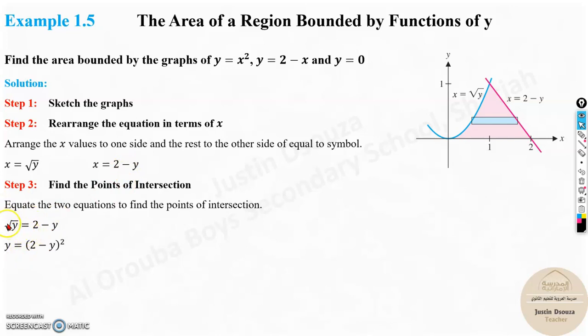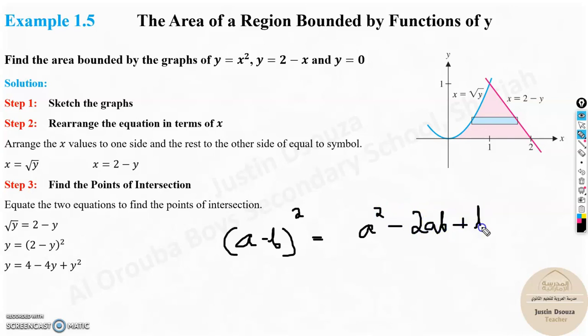Now you can solve this by quadratic equation, square both the sides, so y equals 2 minus y whole square. Now how do I get this? It is very simple. It is the a minus b the whole square formula. I hope you remember this. It is a square minus 2 times ab plus b square. So now over here we have a as 2 and b as y. So a square, that is 4, minus 2 into 2 into y, that is 4y, plus b square, that is y square.